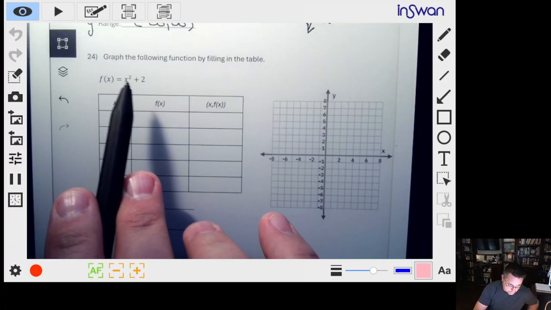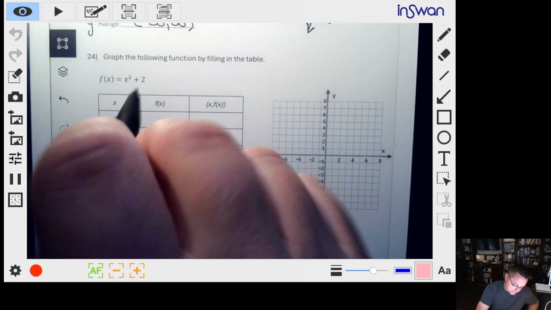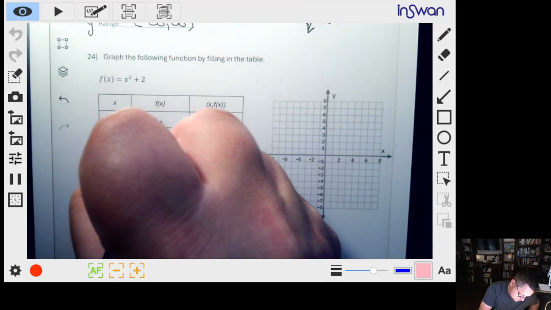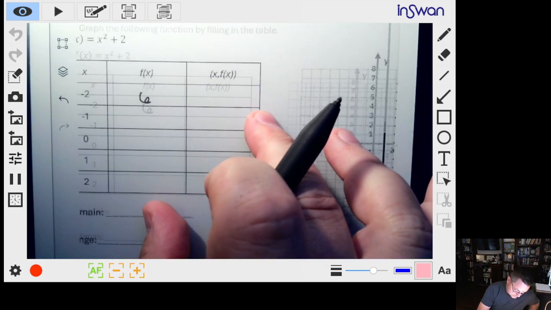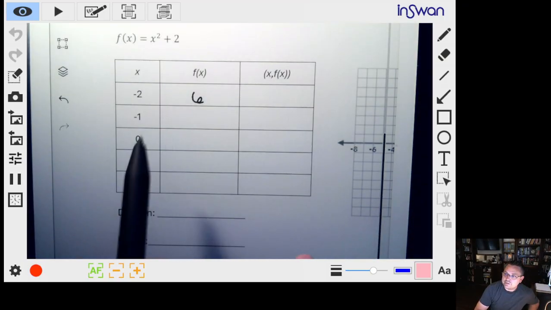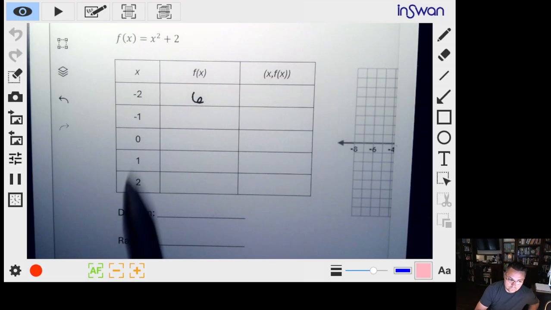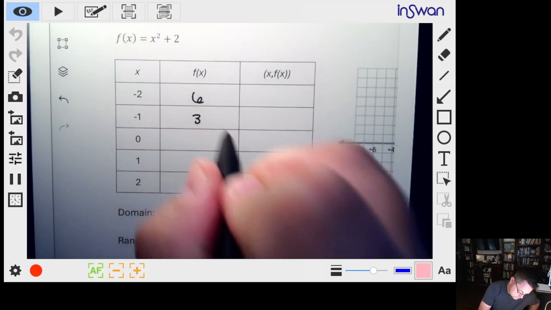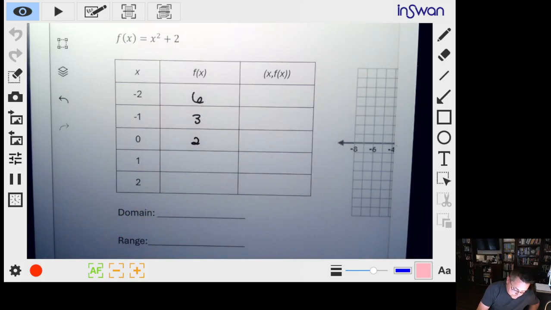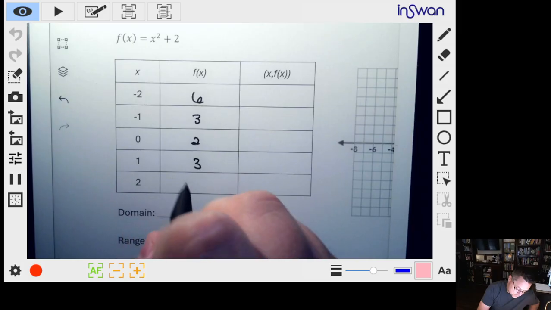If we plug in negative 2, squared is positive 4, and 4 plus 2 is 6. Zoom in a little bit here on this table. Okay, if we take negative 1 and plug it in, negative 1 squared is positive 1. 1 plus 2 is 3. 0 squared is 0, plus 2 is 2. And of course, 1 squared is 1, plus 2 is 3. 2 squared is 4, plus 2 is 6.